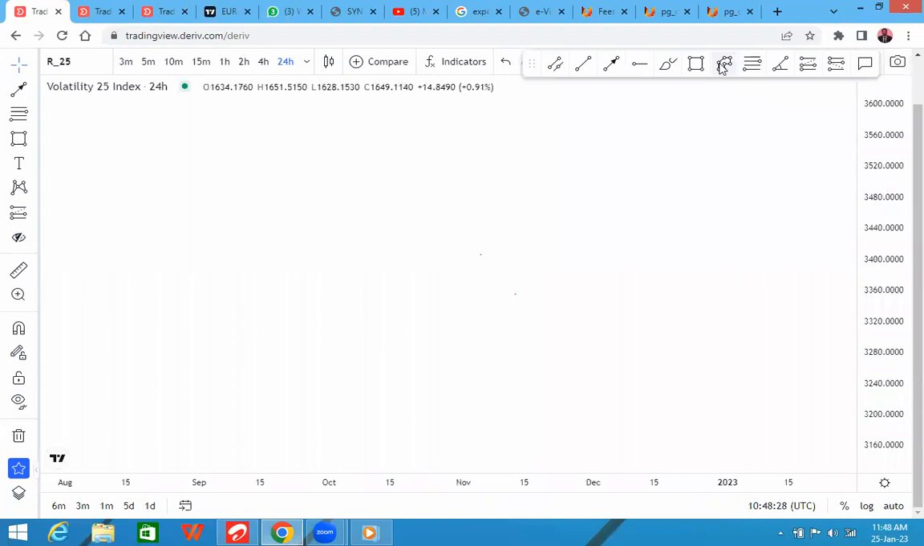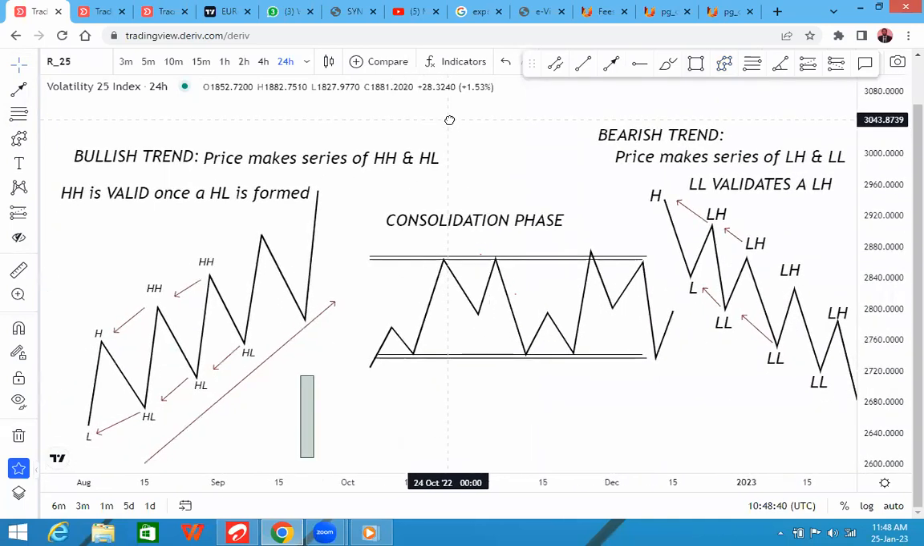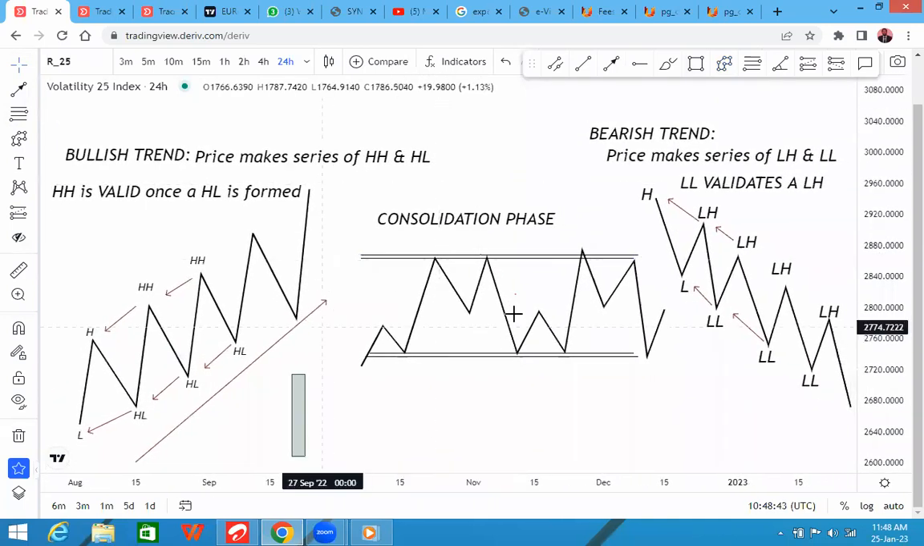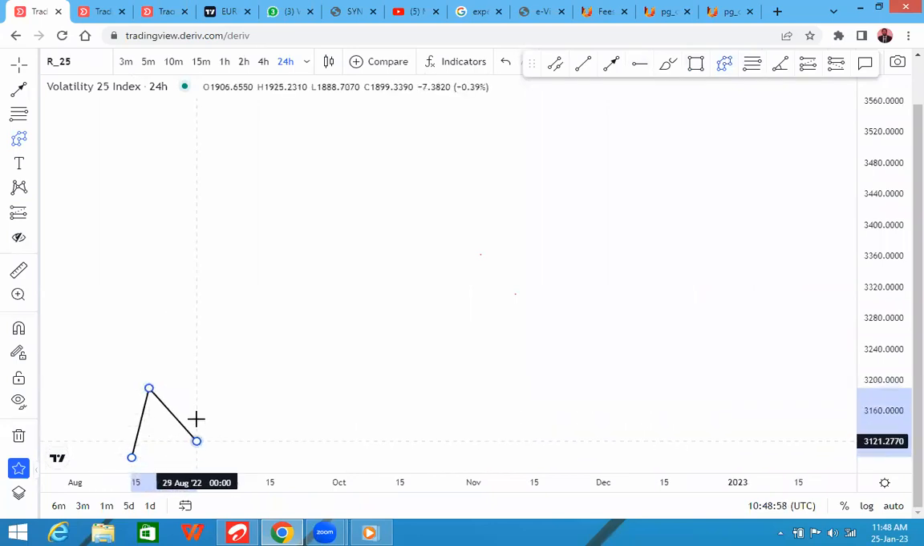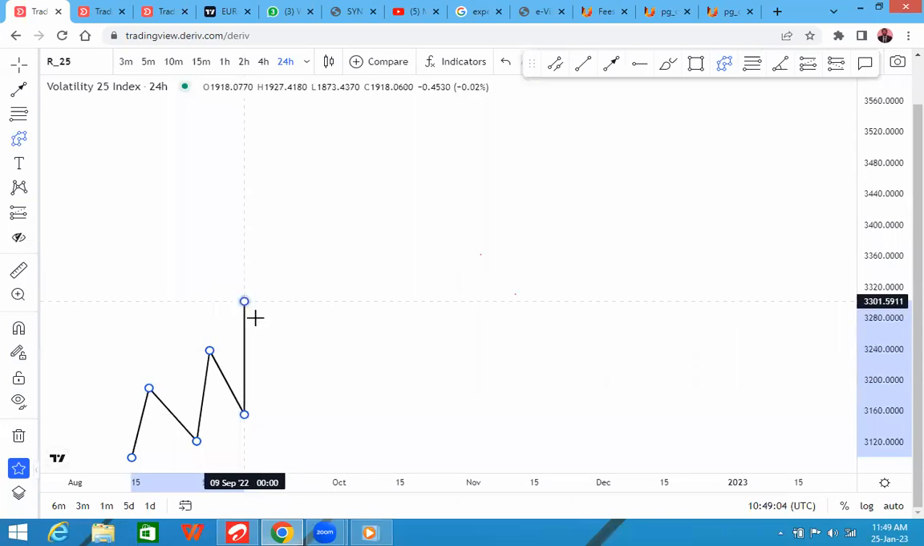Now, in a consolidation phase, I want to put everything together. From this phase, from being bullish, price moves to being bearish. I want to put everything together so that you see the movement. If you know the pattern in which price moves, it becomes very easy for you to trade it. So let's say we have something like this. Price makes a series of higher highs, gives us a higher low, a higher high, a higher low, maybe something like this.